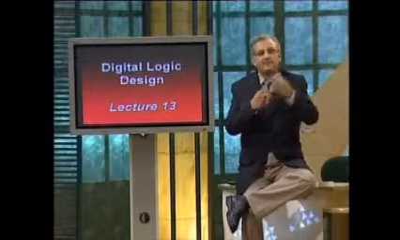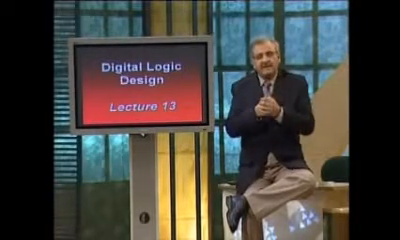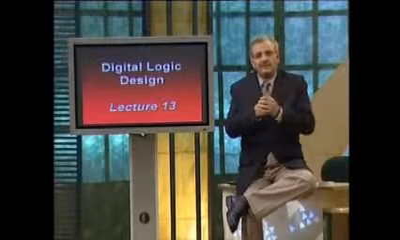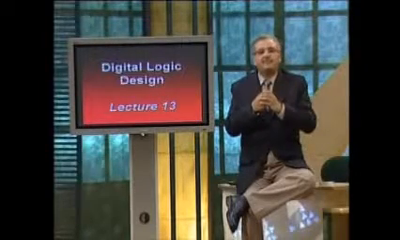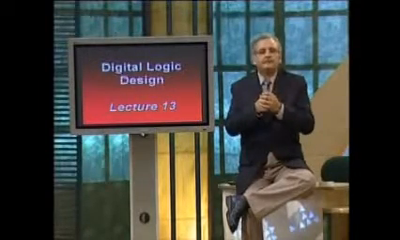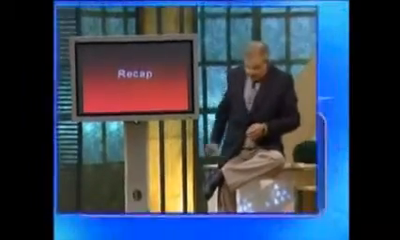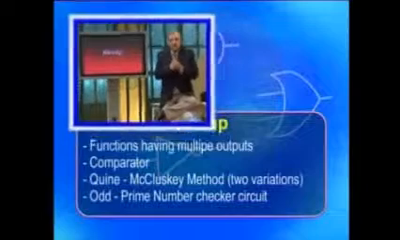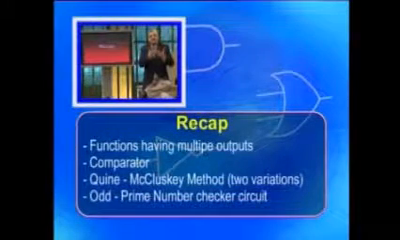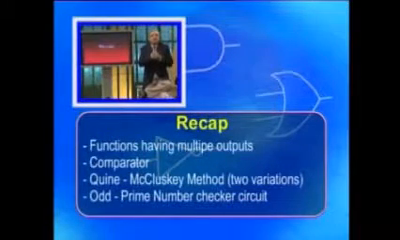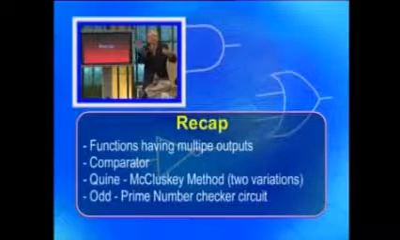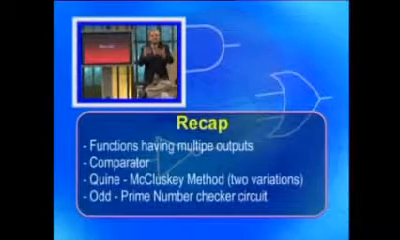But before we start our discussion on combinational logic, let us revise the topics which we did in the last lecture. And we also need to complete our discussion on the odd prime number checker circuit. Now, in the last lecture, we started our discussion with functions having multiple outputs. Comparator circuit की हमने example ली थी जिसके 4 inputs थे, 3 outputs थे. तो उसको कैसे हमने उसकी expressions लिखनी?